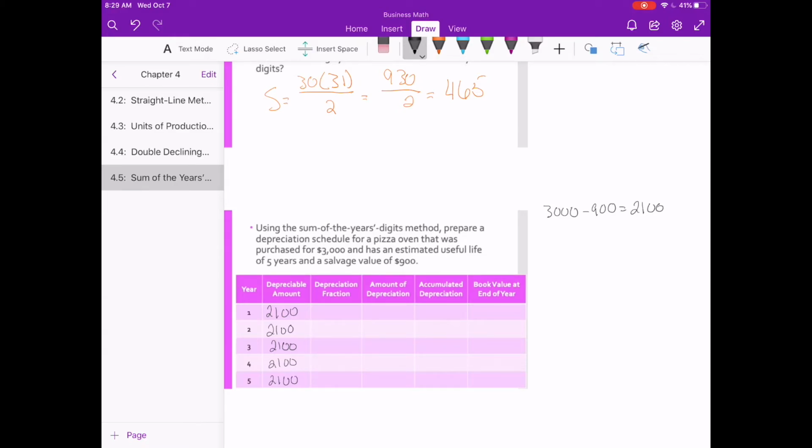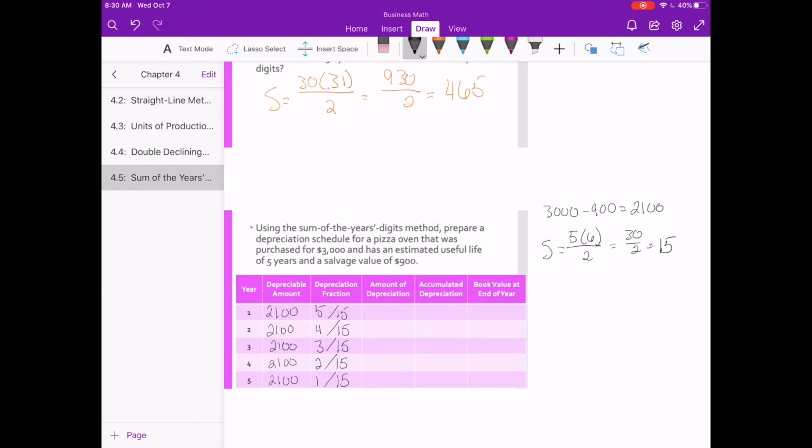Then we need to figure out our depreciation fraction, which starts with finding the sum of the year's digits. It's 5 years. So 5 times 6 over 2 is 30 over 2, which is 15, which we know because we already did that. So all of these fractions are going to be out of 15. And then to assign the numerator, we're just going to write the numbers in reverse order. So starting from the bottom would be 1, 2, 3, 4, and 5.